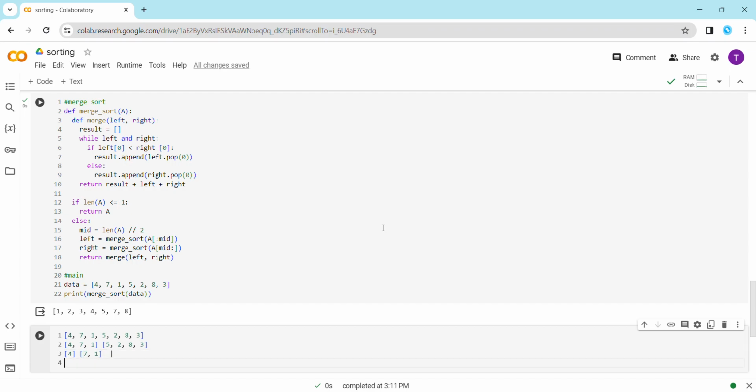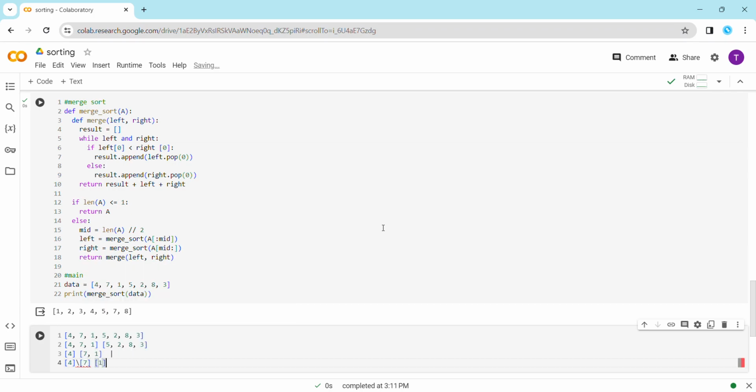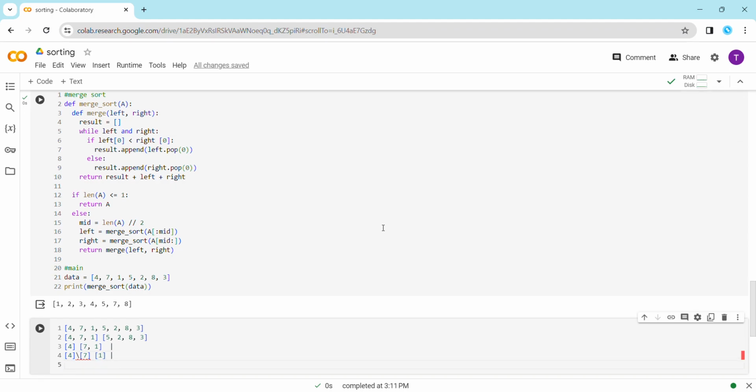First, 4 will remain there, but 7 and 1 will be separated and compared to each other. As 1 is smaller than 7, it will switch places with the 7.